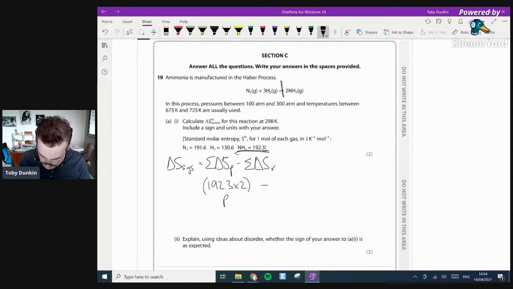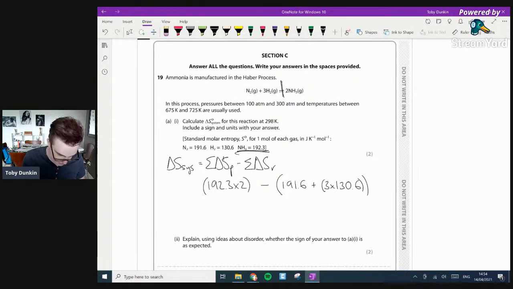Then I'm going to minus brackets. I've got 1 nitrogen at 191.6 plus bracket 3 times 130.6. Close brackets. Right, there's my reactants.